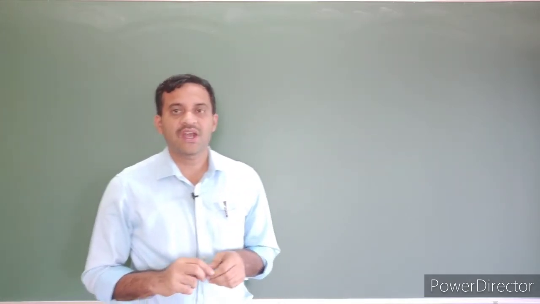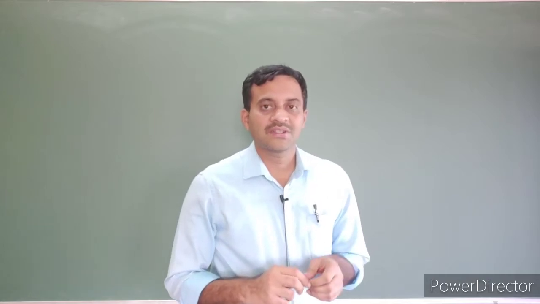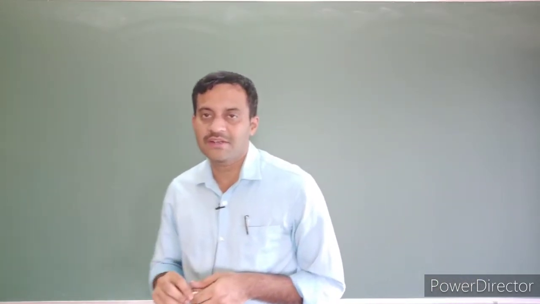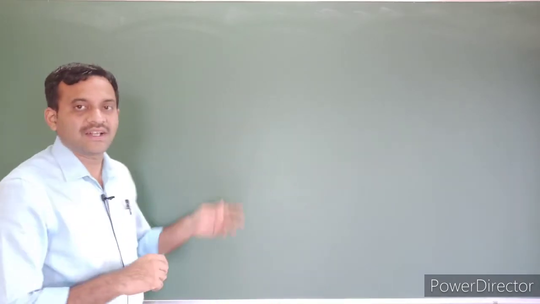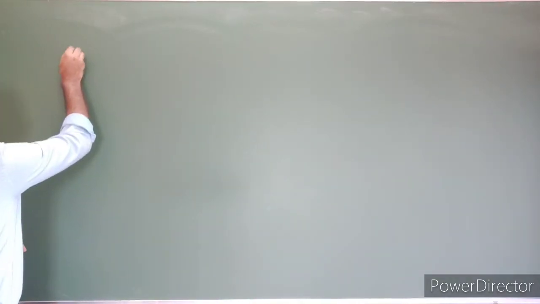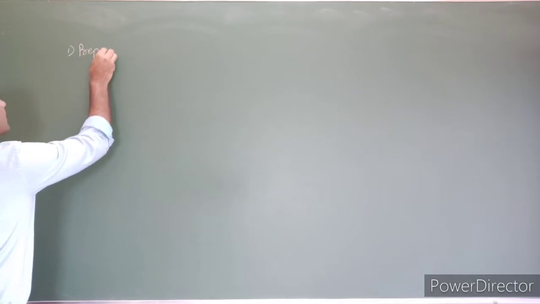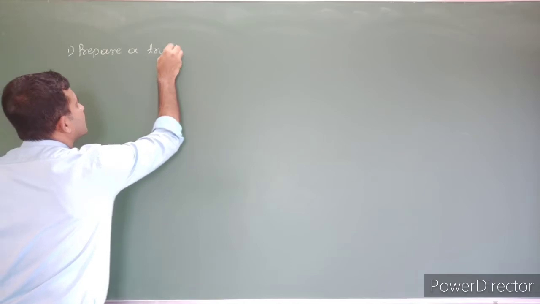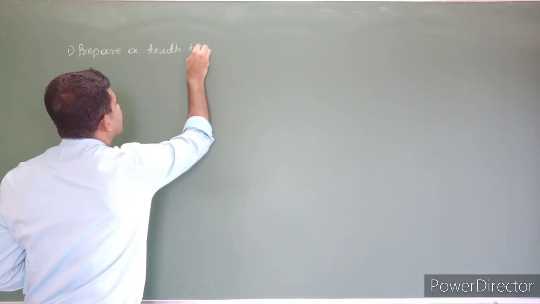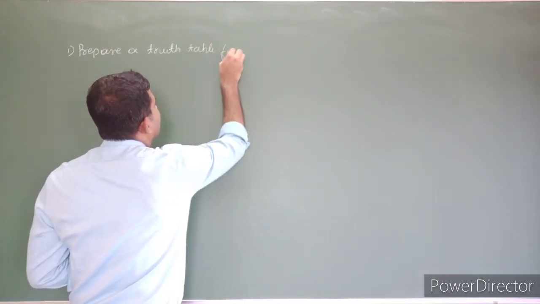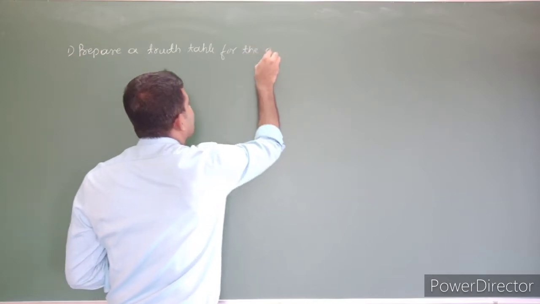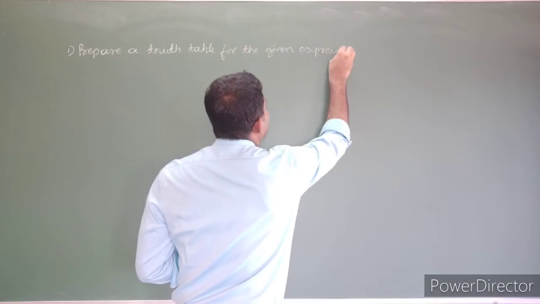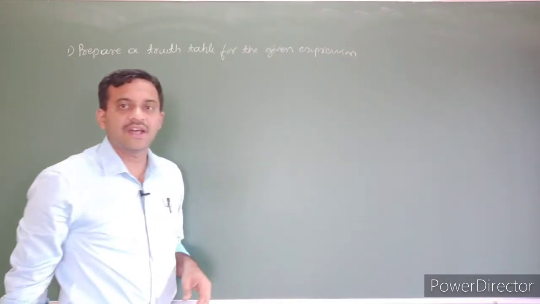Then Boolean expression has Boolean variables and logical operators. It is a combination of Boolean variables and logical operators. Let's see the example. Prepare a truth table for the given expression. Here expression is always Boolean expression.